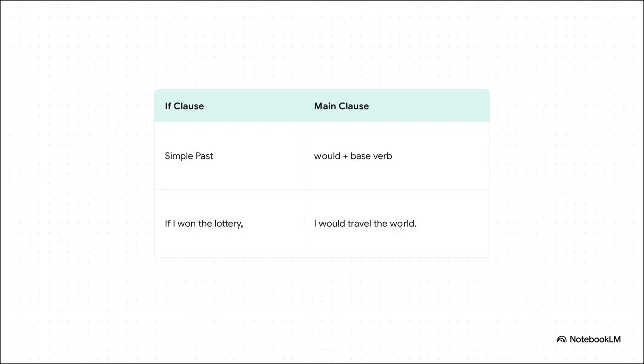So, how do we signal to someone that we're not talking about reality anymore? It's actually a really clever little trick. Look at the if clause. We use the simple past tense. If I won the lottery. Now we're not talking about the past, are we? We're talking about a hypothetical future. Using the past tense here is like a secret code that says, hey, just so you know, what I'm about to say is imaginary. It's like taking one step backwards, away from reality. And then, of course, the result uses would, which is our go-to word for these kinds of hypothetical situations.